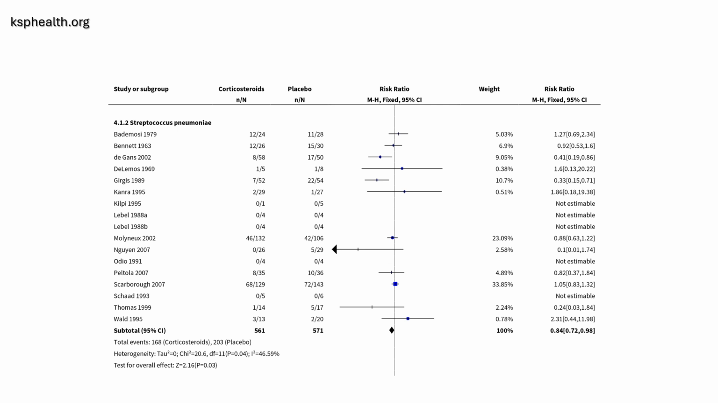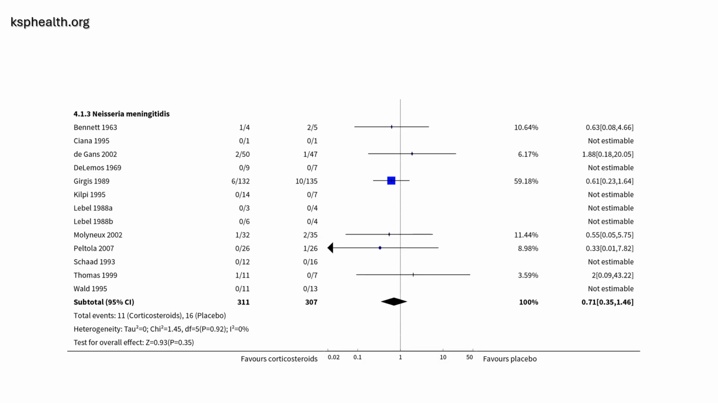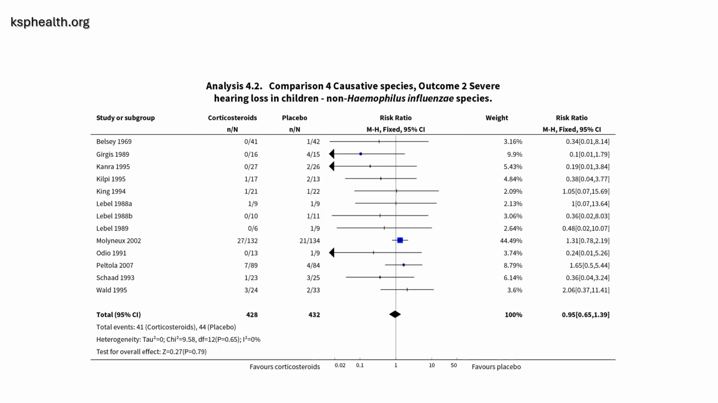In patients who had strep pneumo meningitis, again, hearing loss is better when you use dexamethasone along with antibiotics. In Neisseria meningitis, the same: hearing loss is better with the usage of steroids. But in non-Haemophilus influenzae meningitis, again in children, there is no significant effect on hearing loss. So clear-cut evidence is available in strep pneumo and H. flu meningitis. In other areas, it's not very significant with or without dexamethasone.